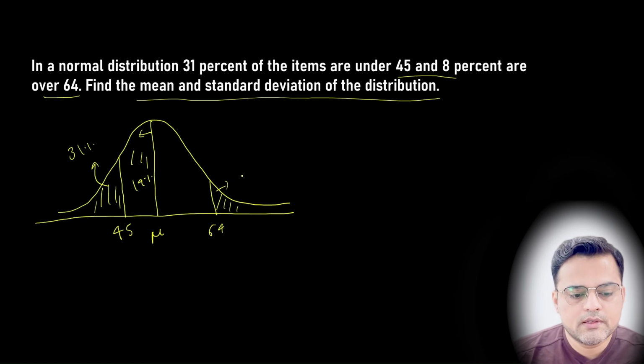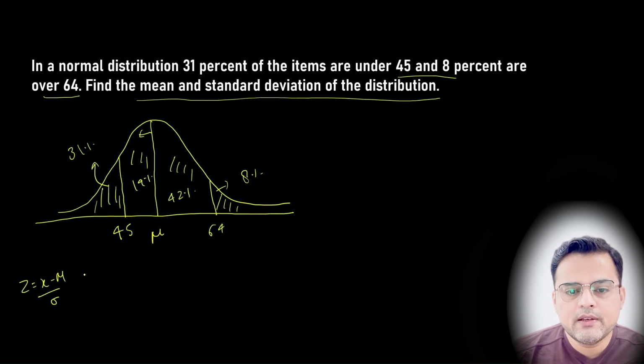So this is 8%. So what this will be? This will be 42%. So now one equation will be, we know that z is equal to x minus mu upon sigma. So we have to find the mean and the standard deviation. So one equation we will get is, we have to find the z value where the area is 31%, because at that value of z we have the random variable value as x. So this will become 45 minus mu divided by sigma.